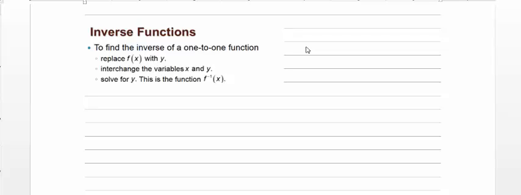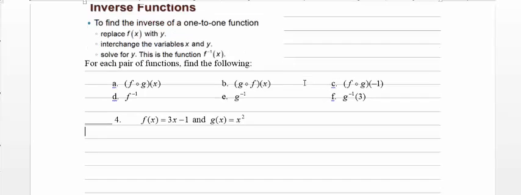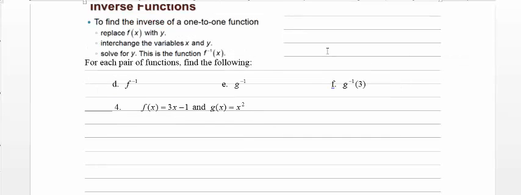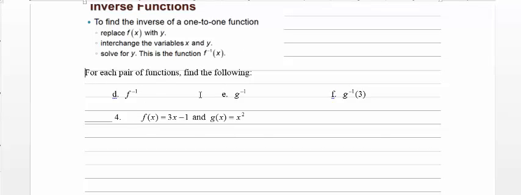All right, inverse functions. Basically, when I'm trying to find an inverse function of a one-to-one function, I replace f of x with y, I interchange the variables x and y, and then I solve for y, which will then give me f inverse of x. So in part D, we want to find f inverse if f of x is 3x minus 1.